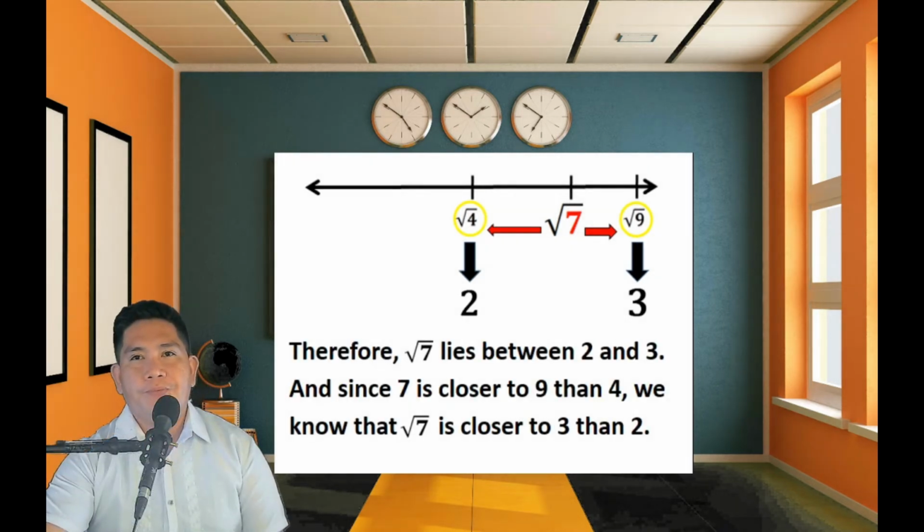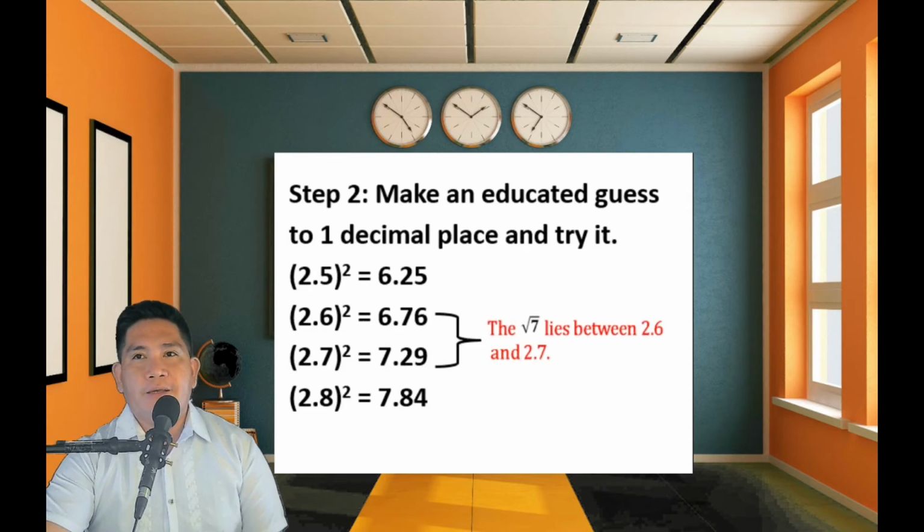Step number 2. Make an educated guess to one decimal place and try it. Since we know that square root of 7 is closer to 3 than 2, we then square numbers closer to 3 with one decimal place. These numbers are 2.5, 2.6, 2.7, and 2.8. Now let us square 2.5.